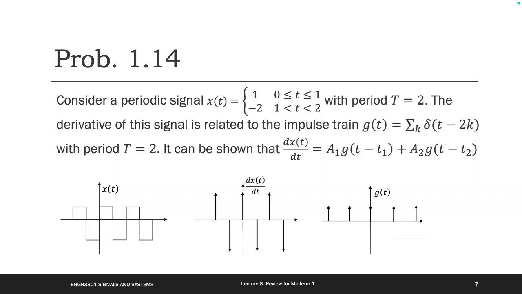When k is 1, t will go to 2 and it will have a value. That makes sense to you? Yeah, so it's just like this. This is 0, 2, 4. This is -2, -4. Am I right?